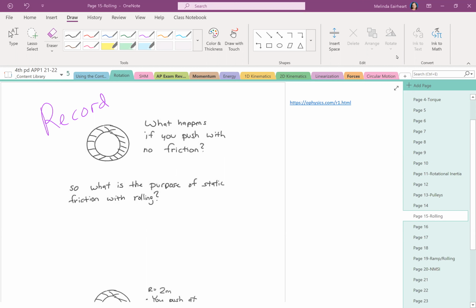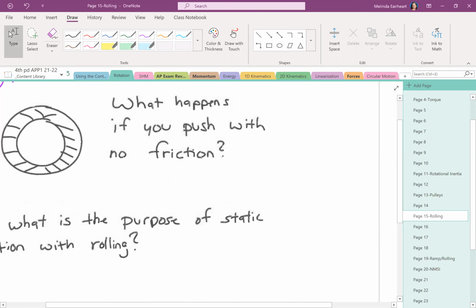So on page 15, we've got a circular object, and the question is, what happens if you push this object with no friction? What's your first thought to that question? It would slide. It's just like a box on a surface that we dealt with all semester, right? And so it would slide. I like that answer. Okay. Any other thoughts to that question?